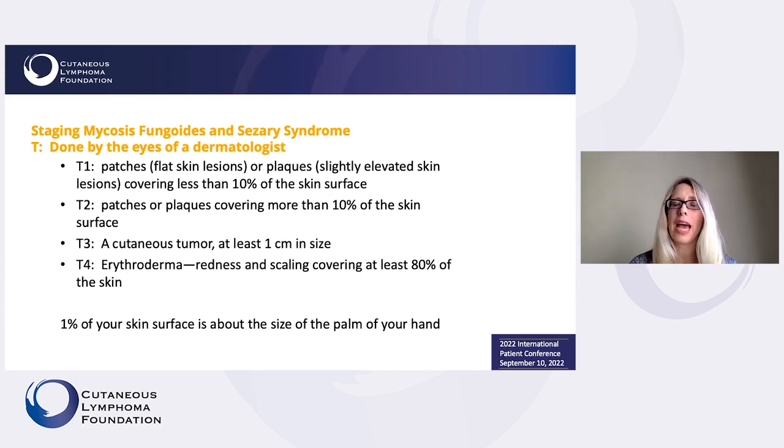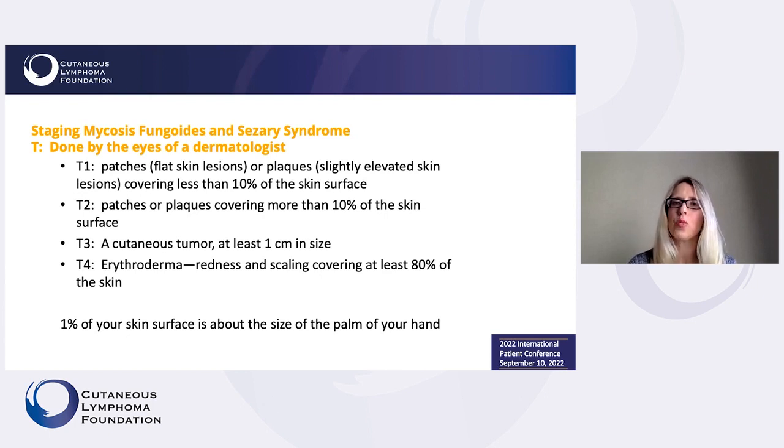So a patch is completely flat. A plaque is very slightly elevated, like a small plateau on the skin. And 10% of the skin surface, if you want to know how to estimate this, if you look at the palm of your hand, that's approximately 1% of your skin surface. Now, T2 is patches or plaques covering more than 10% of the skin surface.